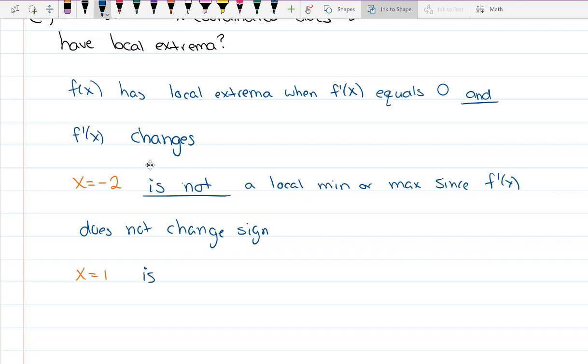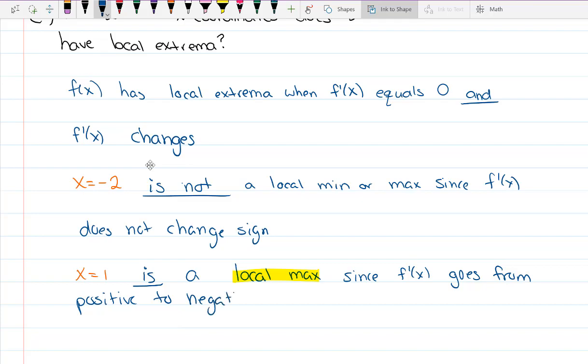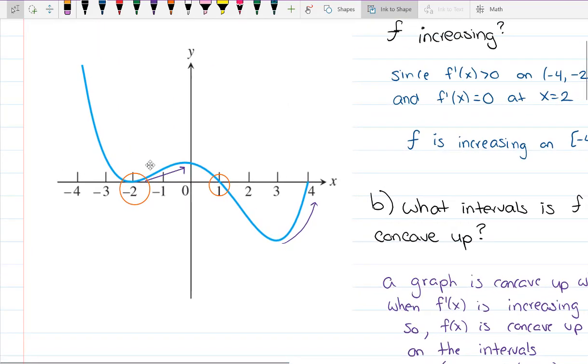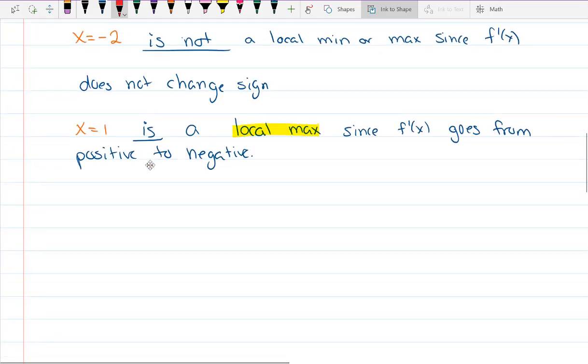X equals 1 is a local max, since f prime of x goes from positive to negative. Now what we have to do is we also need to look at our endpoints. We need to look at the point right here and the point right here, because those are our endpoints of the graph. So let's talk about x equals negative 4.